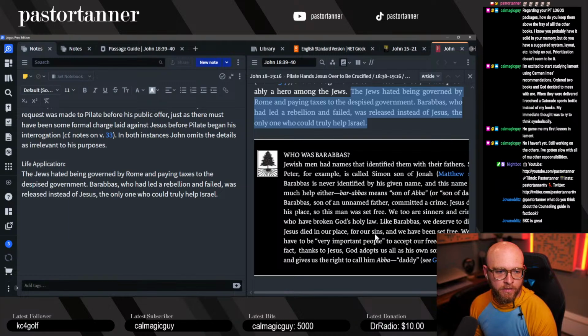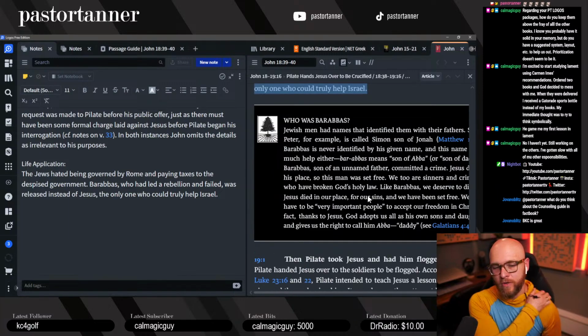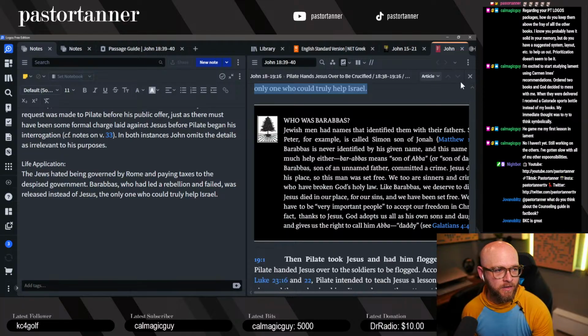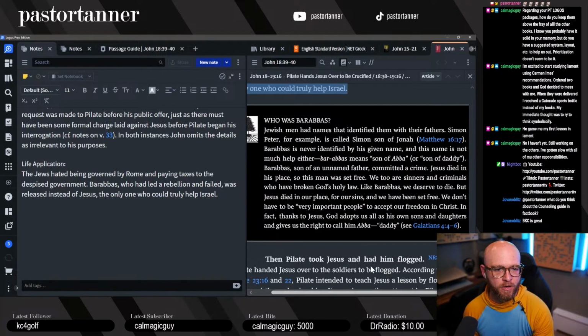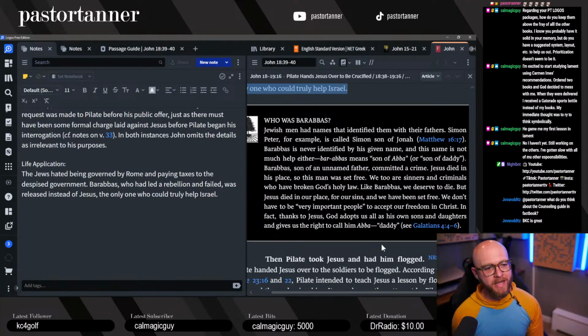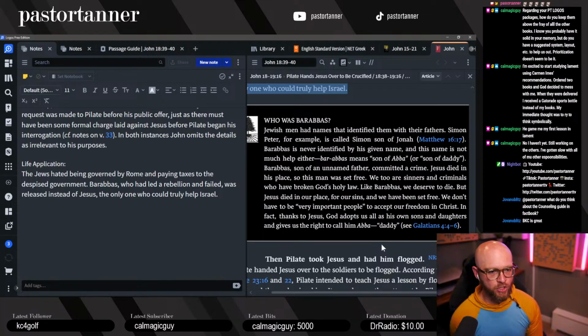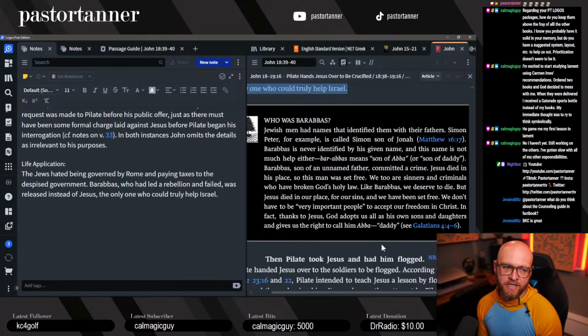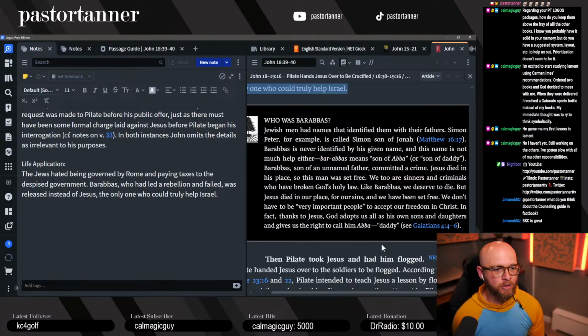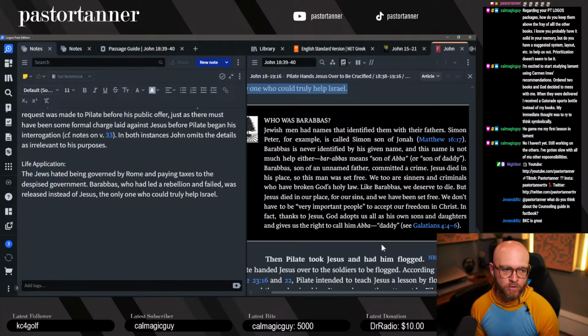All righty. Final little section they have here. Who is Barabbas? Let's just go ahead and see what they have to say. And you can see it's slightly wider. Oh, we can just scroll over. Perfect. Who is Barabbas? Jewish men had names that identified them with their fathers. Simon Peter, for example, is called Simon, son of Jonah. Barabbas is never identified by his given name. And this name is not much help either. Barabbas means son of Abba or son of daddy.